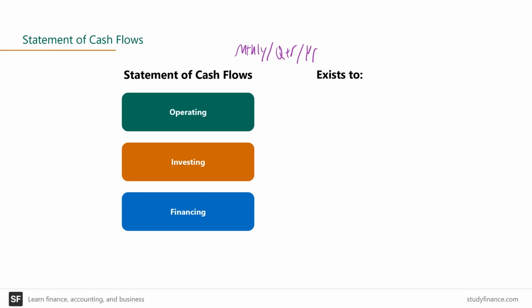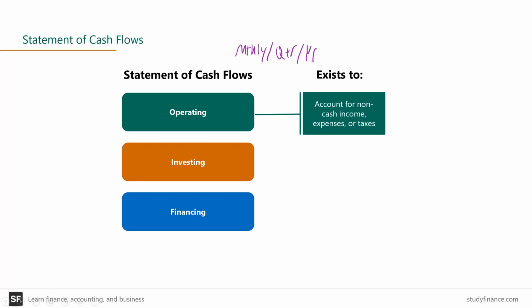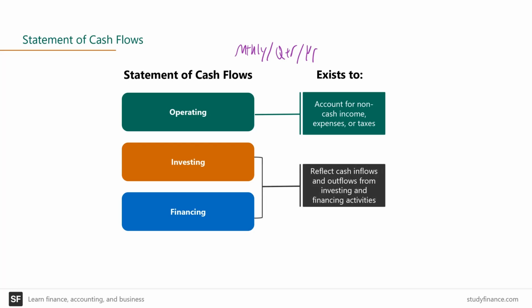It exists for two main reasons. First, to account for non-cash income, expenses, or taxes on the income statement. These adjustments will mostly be made on the operating section. As you may remember from the income statement lesson, since we're using the accrual method of accounting, revenues and costs are recorded as a business earns or incurs them, but not as it receives actual cash. The actual receipt or use of cash will be shown on the cash flow statement. Second, to reflect cash inflows and outflows from investing and financing activities. For example, debt repayments and capital expenditures both affect cash usage, but they're not listed on the income statement.